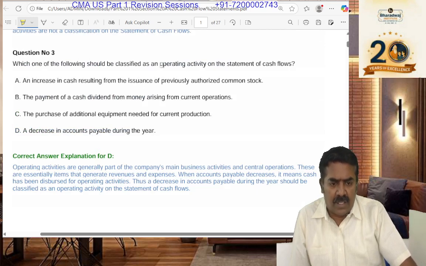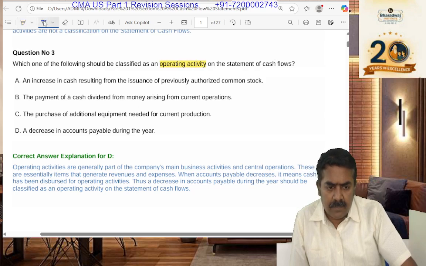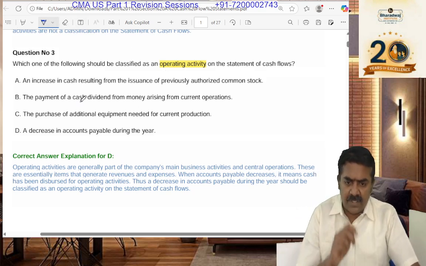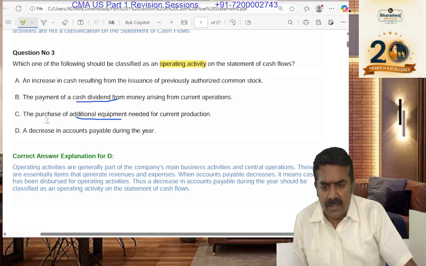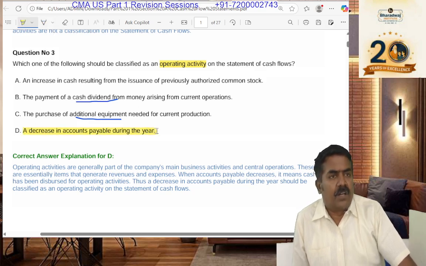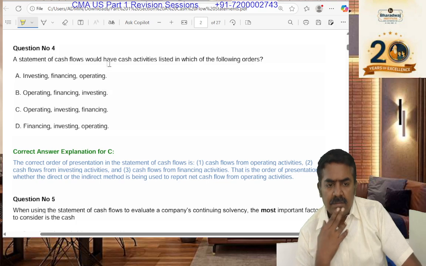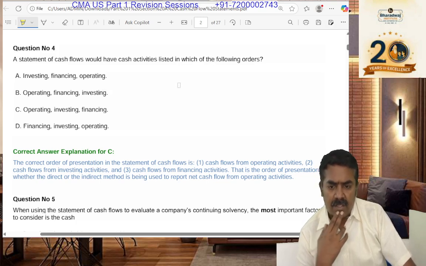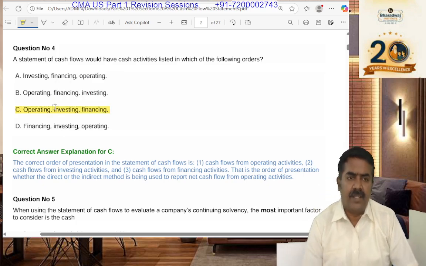Which of the following should be classified as an operating activity? Cash dividend is financing activity. Additional equipment is investment activity. Decrease in accounts payable, we adjust in operating activity. What is the order? Operating, investing, and financing.